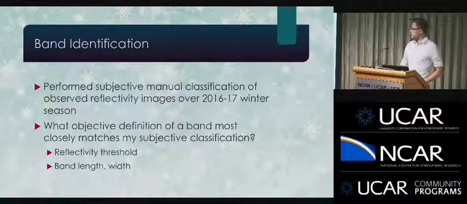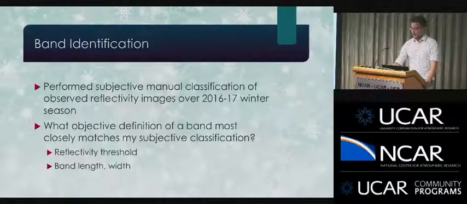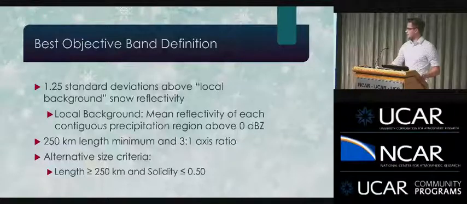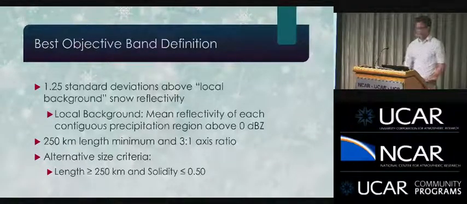So I did a subjective manual classification of observed reflectivity images from 2016 to 2017. Basically I just went through at hourly intervals, so I went through every hour and classified whether there was a band or not as sort of a training set. And then I tried to identify the objective definition of a band that most closely matched my subjective classification. So what choice of reflectivity threshold and what choice of band size criteria. I'm just going to tell you guys the answer now because I'm about to show it visually, but it'll probably be easier to follow along visually if you know exactly what I'm doing.